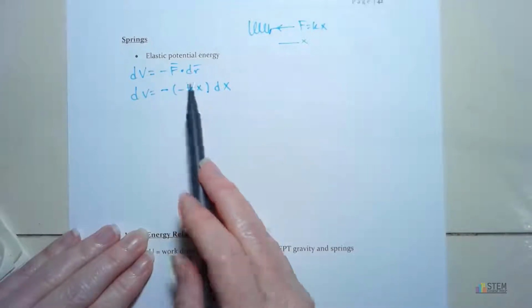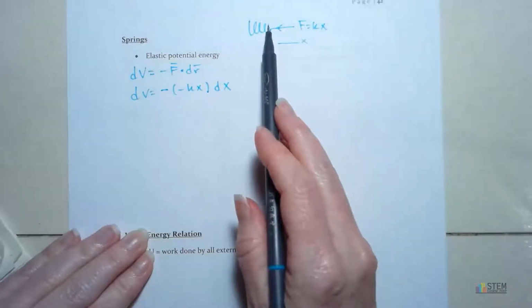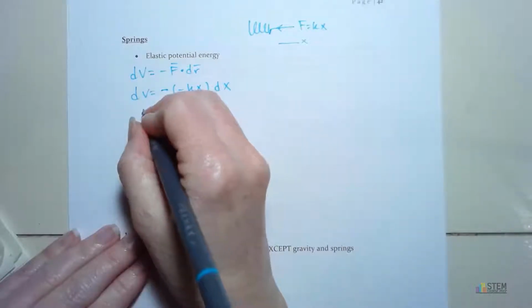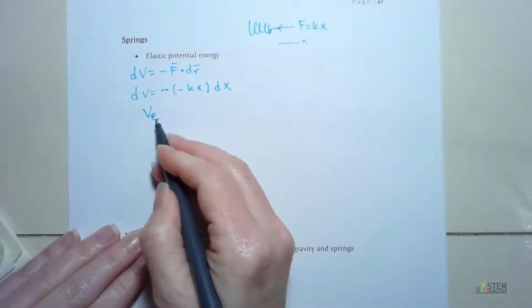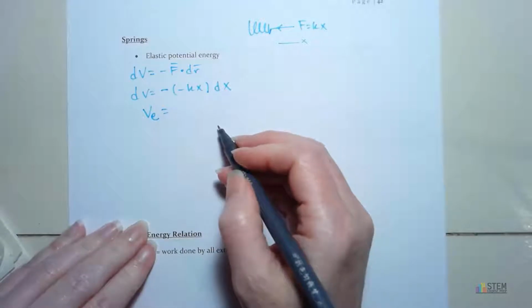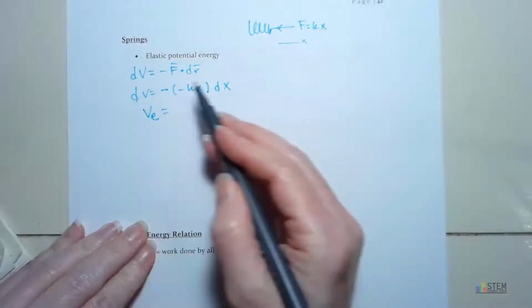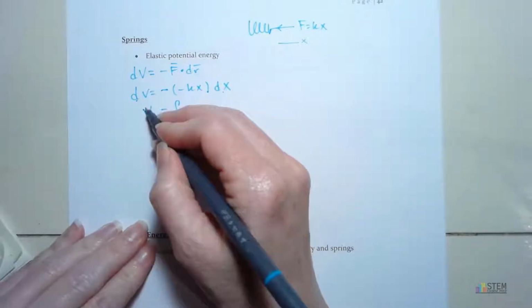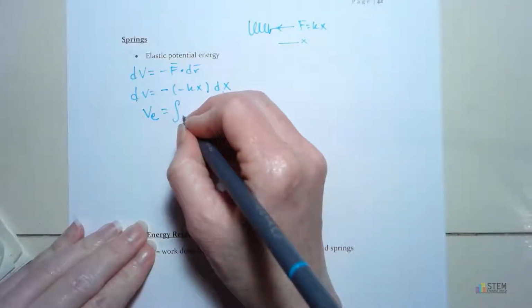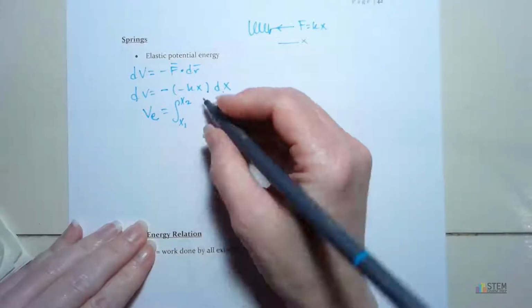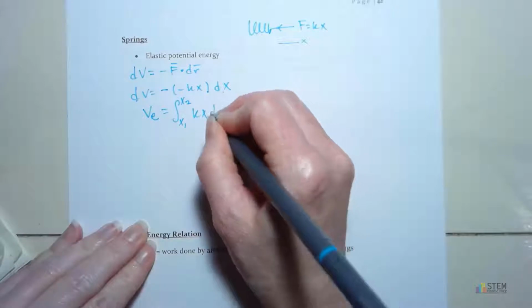And this is negative because the force, we're drawing it that way, positive x is this way. Now this one we're going to call VE. E stands for elastic, so if you see that, you know you're dealing with springs here. And if we want to get that, notice there's a differential here and here, so we're going to integrate both sides. This left side gives us the VE, and over here we're going to have the integral from x1 to x2 of kx dx.